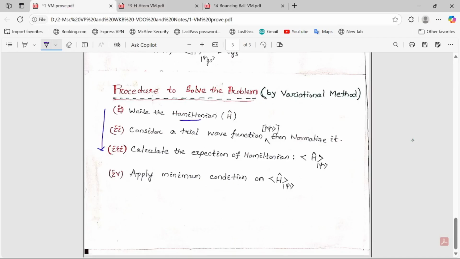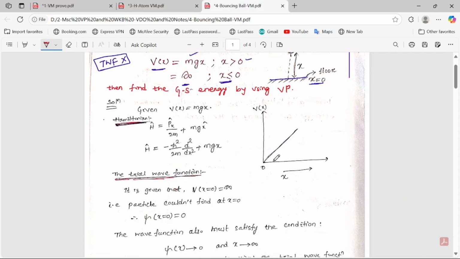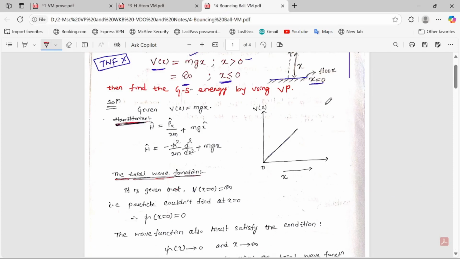First we have to write the Hamiltonian, then we have to consider the trial wave function. If it is not normalized, then we have to normalize it, calculate the expectation value of the Hamiltonian for that particular state, and apply the minimum condition. Here, the trial wave function is not given, so we have to construct it. First, according to the first step, we have to write the Hamiltonian for this system.